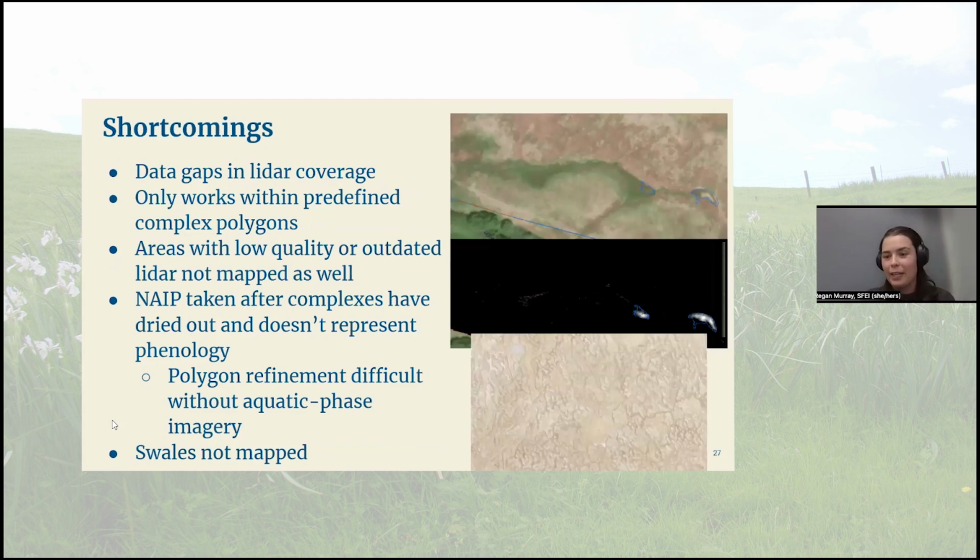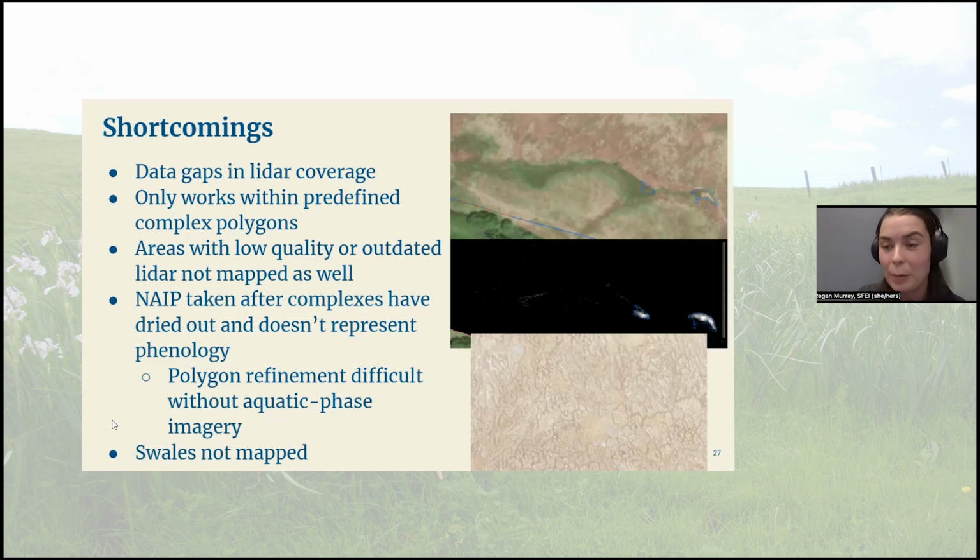Just quickly, I wanted to cover some shortcomings in the model. Like I mentioned before, the data gaps lead to that 17% area not mapped. Additionally, this method only works within those predefined Carroll-Witham complex polygons. So you could not just drop this across the whole state of California and have it find all of the individual vernal pools. You need to give it a bounding box of a vernal pool habitat already.